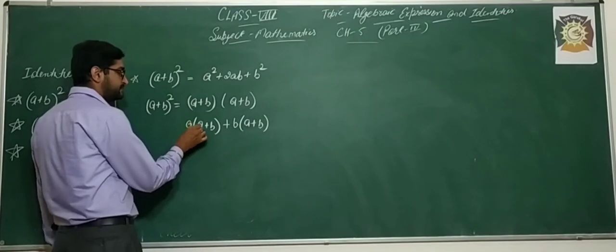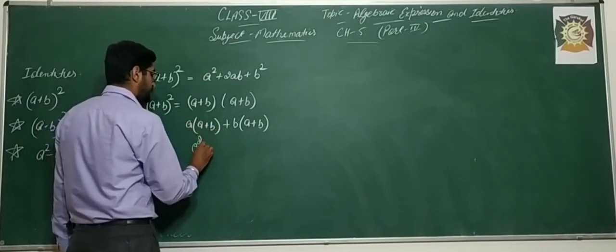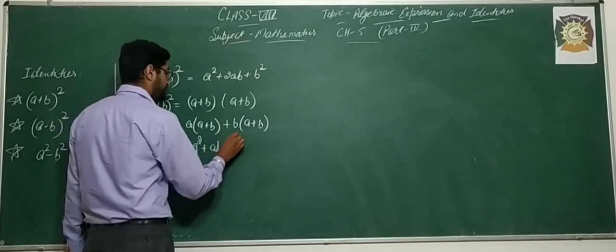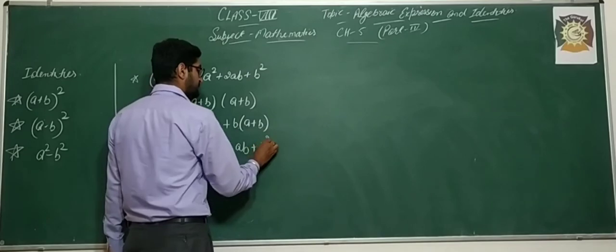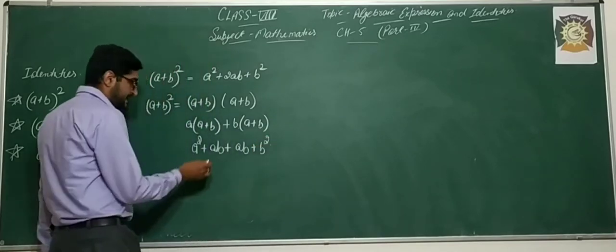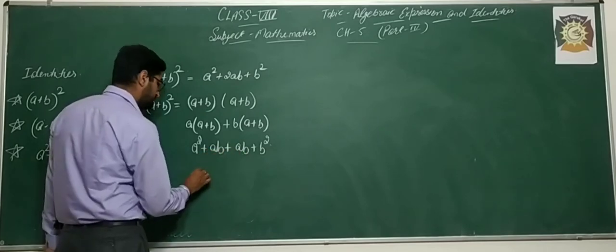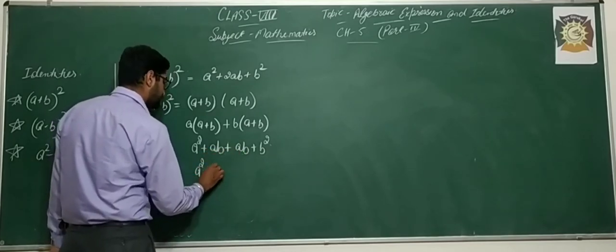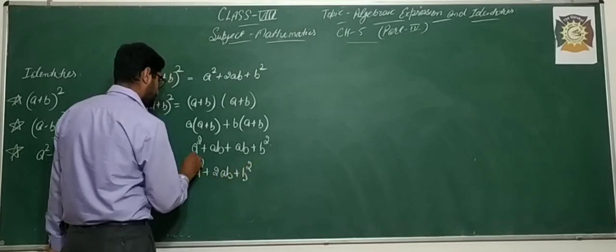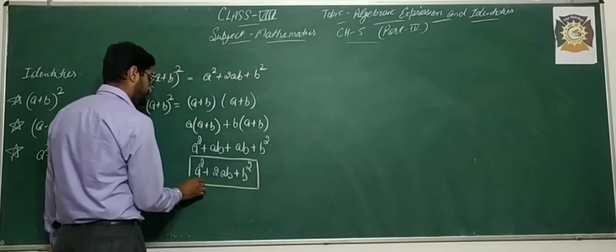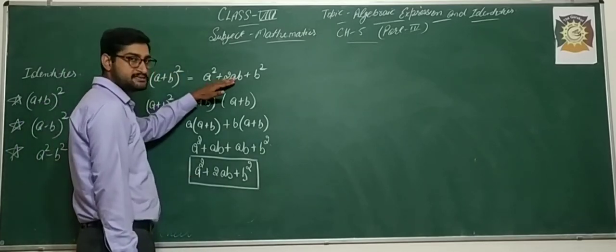Now when we multiply (a plus b) with a, this will be a square plus ab, and this is also ab plus b square. As ab plus ab are like terms, we will add them. This will be a square plus 2ab plus b square, and you can see this value is the same as this value.